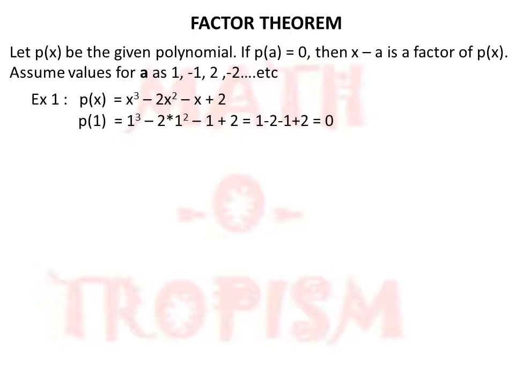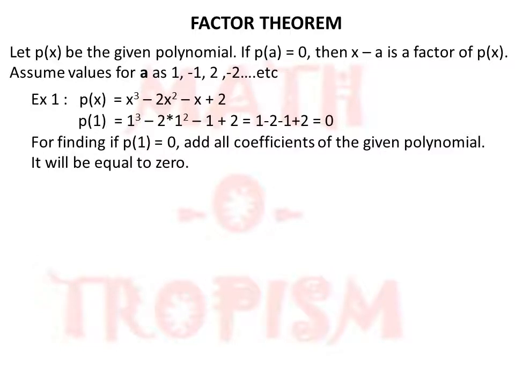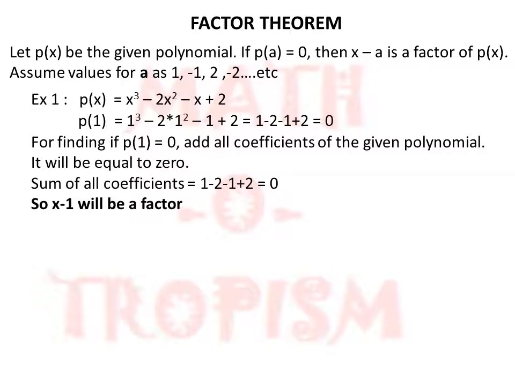Now, another simple method for finding if p of 1 is equal to 0 is to just add all the coefficients of the given polynomial. So here we have x cube's coefficient as 1, x square term is minus 2, x is minus 1, and the constant term is 2. So the sum of all the coefficients is coming to 0. So instead of substituting 1 in the polynomial, we can just take all the coefficients and check. If the addition of all the coefficients is 0, then we can directly write that x minus 1 will be a factor of the given polynomial.